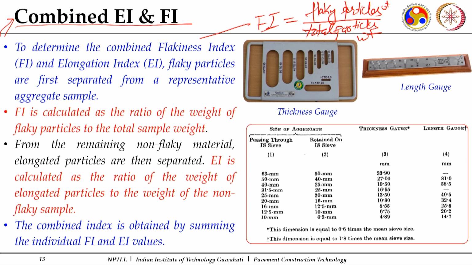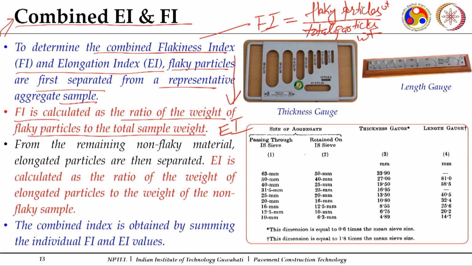Now, for the elongation index, you will use the non-flaky particles only. To determine the combined flakiness index and elongation index, flaky particles are first separated out from a representative sample and you measure the flakiness index. FI is calculated as the ratio of the weight of flaky particles to the total weight of the sample. From the remaining non-flaky particles, we go for measurement of the elongation index.